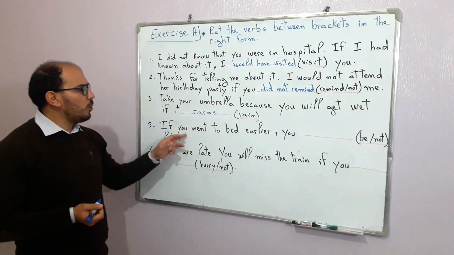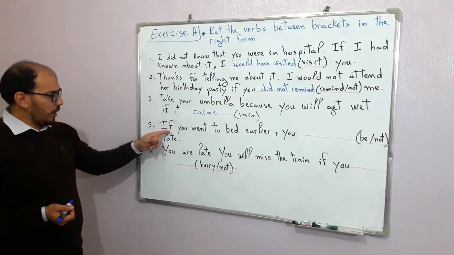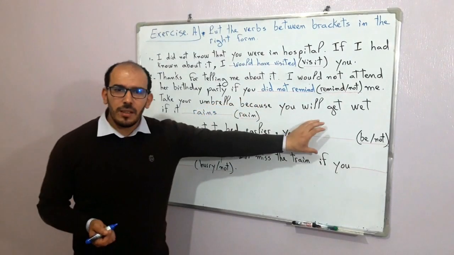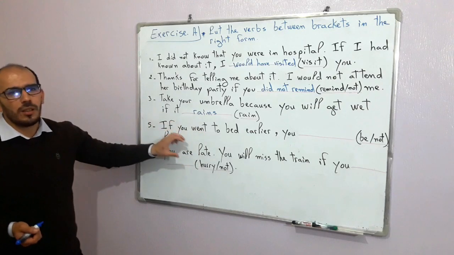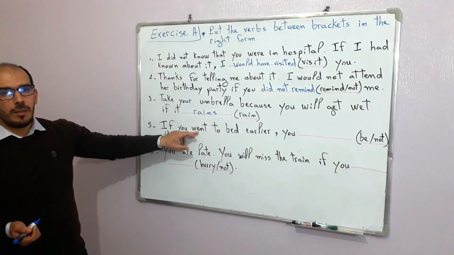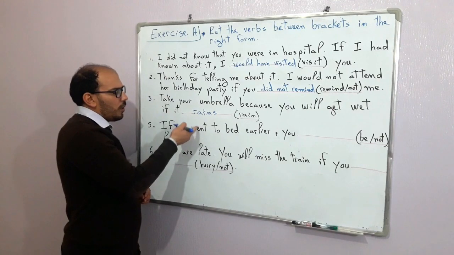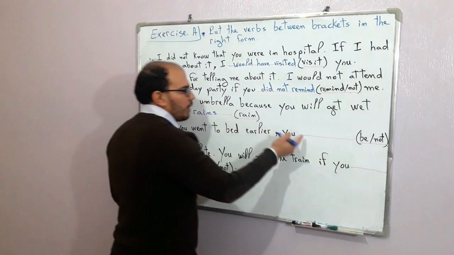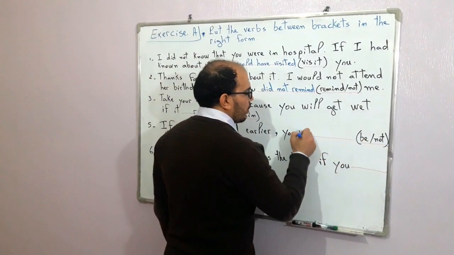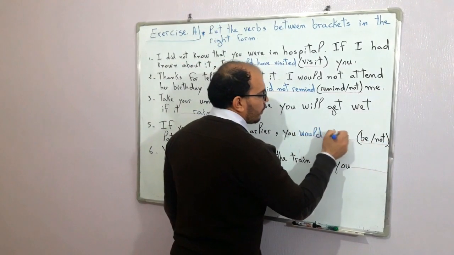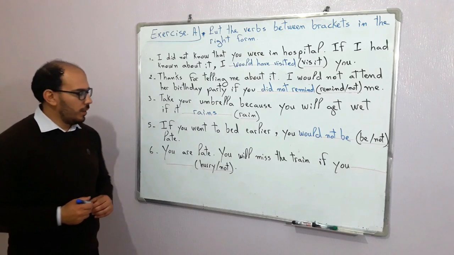Let's move to next. If you went to bed earlier, you be not late. And here we have if. This means that this is the condition and this is the result. If plus subject you plus went, verb in simple past. We know that the verb of the condition is written in the simple past, so here we are talking about type number two. And if it is type number two and the verb in the condition is written in the simple past, this means here we have to put the subject plus would plus verb in bare infinitive. But here we have not, so it becomes would not be. If you went to bed earlier, you would not be late.